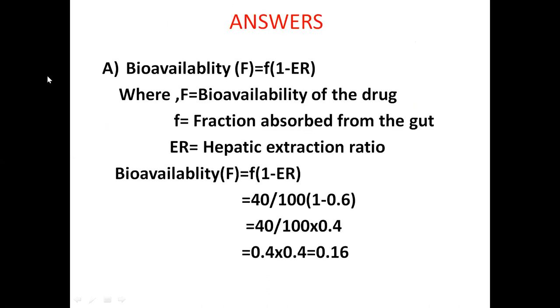The answers are, is the problem. Bioavailability, F is equal to small f into bracket 1 minus ER, where capital F is the bioavailability of the drug, small f is the fraction absorbed from the gut, ER is the hepatic extraction ratio. Then from that problem, bioavailability F is equal to small f into 1 minus ER, that is the fraction is the 40%, that is 40 by 100, that is the fraction absorbed from the gut, into 1 minus 0.6. 1 minus 0.6. That is 40 by 100 into 0.4. 0.4 into 0.4 is equal to 0.16. This is the bioavailability, 0.16.